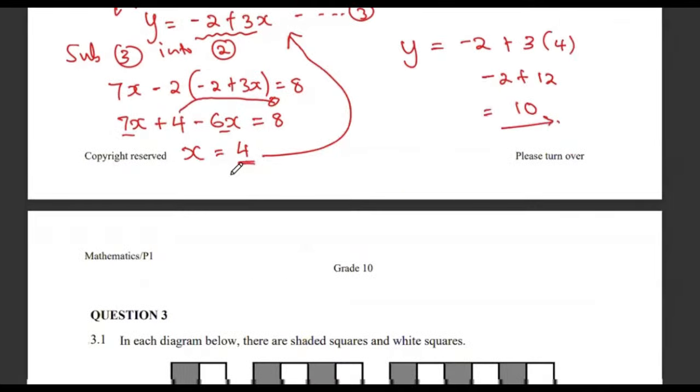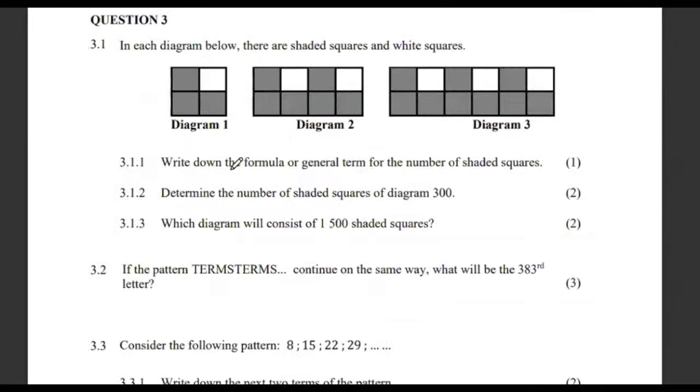Ne? Question number 3, number patterns. In each diagram below, there are shaded squares and white squares. Okay, write down the general formula or the general term for the number of shaded squares. So let's count. How many shaded squares do we have here? So it's 3. 1, 2, 3, 4, 5, 6.